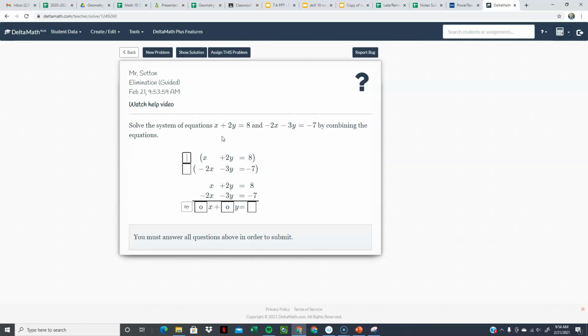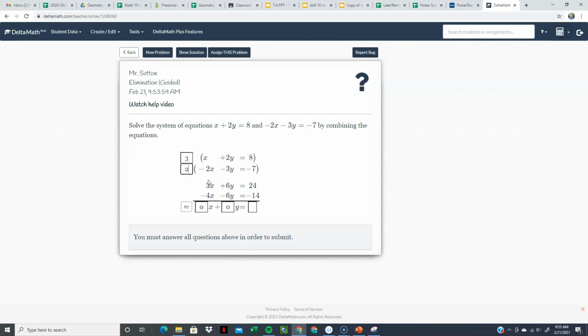If you want to eliminate the y, there's nothing I can multiply this top equation by to make it match the bottom equation, unless I multiply by a fraction. Can I? No, that doesn't work. So what you'd have to do is multiply both equations by something. I would have to multiply this by 3 and this by 2. Now all of a sudden I have 6y minus 6y, because 3 times 2y is 6y, and 2 times -3y is -6y. So you can do that.